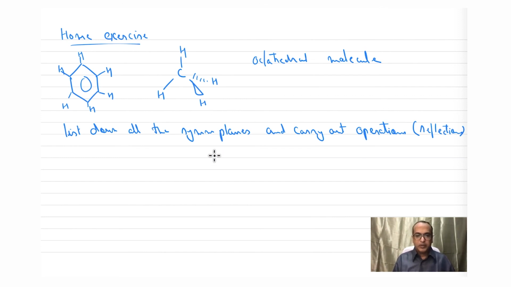So we have finished three symmetry elements: E, Cn or Cnm, and sigma. We are left with inversion and Sn. These two will be taken up in the next lecture. So that's all for today. Thank you very much.